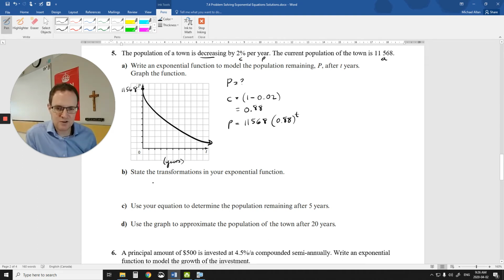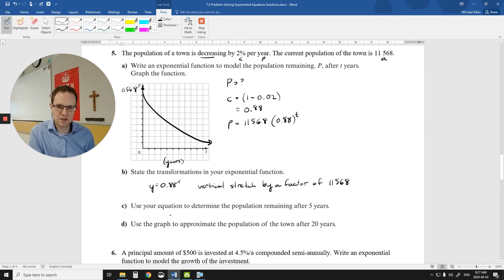Okay, so we're going to state the transformation in our exponential function. So what transformations we have? So remember, our original exponential function just looks like this. See the x. The only thing we've done to this is just a vertical stretch on our original graph here. So our original graph would have this. That's what our original graph would look like. So we've done just a vertical stretch on this graph so far. So we've done a vertical stretch by a factor of 11,568.